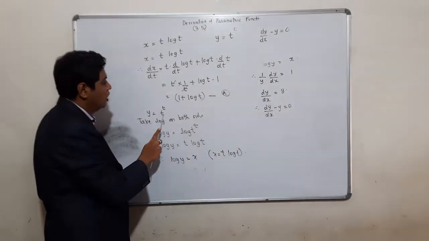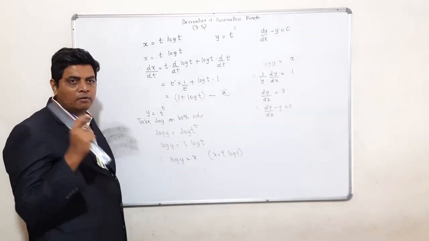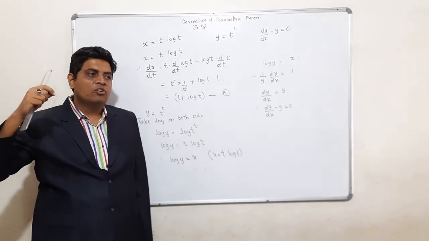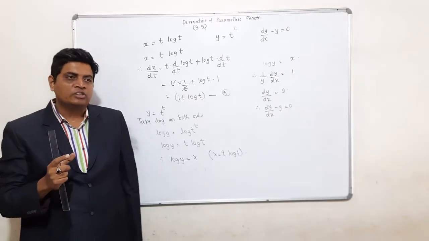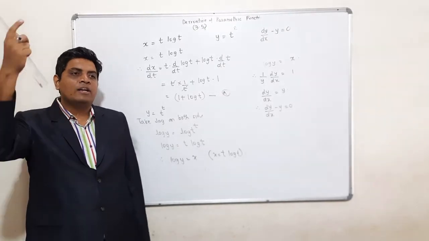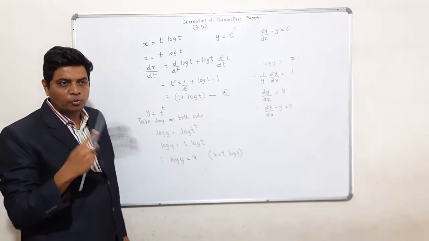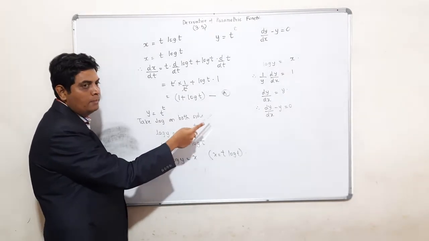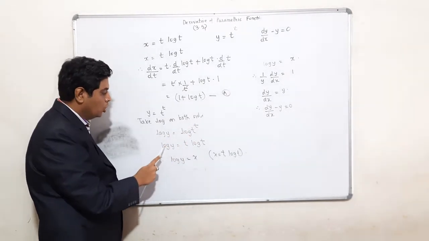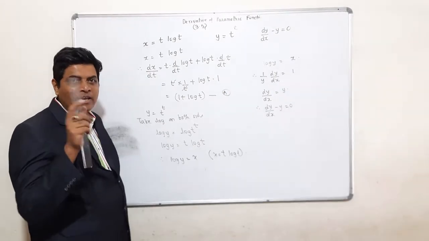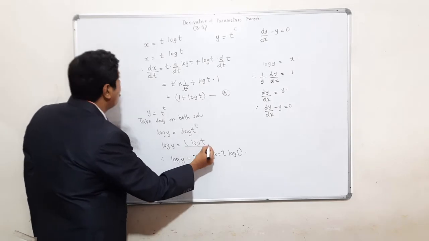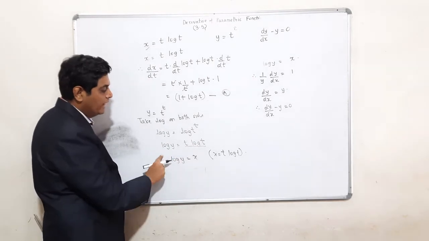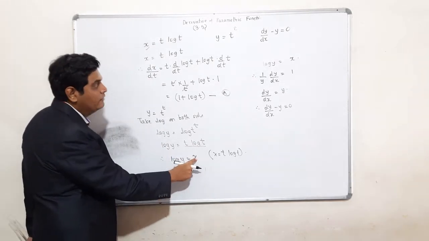Second, dy by dt. Now y is t power t. Whenever the question is of the form f(x) raised to g(x), where the base is also a function of t and the power is also a function of t, in that case you take log on both the sides. So log y is equal to log of t power t, and when log of a raised to m is equal to m log a, this t will come down. Log y is equal to t log t. Now note this very important thing in this question: this t log t is nothing but your x. So instead of t log t we can directly write x. So now this becomes log y is equal to x.